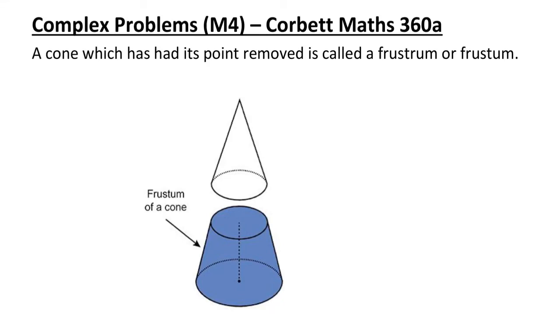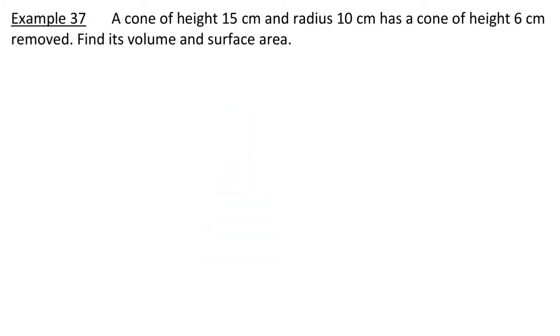In this video we're going to look at the complex problems for volume, predominantly concentrating on a frustum of a cone. A frustum of a cone is essentially a cone which has had its top removed, so it's a large cone minus a small cone. So example 37: a cone of height 15 centimeters and radius 10 has a cone of height 6 centimeters removed. Find its volume and surface area.